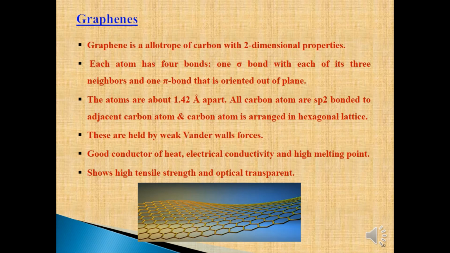Graphene is also a good conductor of heat and electricity along with a high melting point. So graphene shows high tensile strength and high optical clarity. These are some of the important properties of graphene.